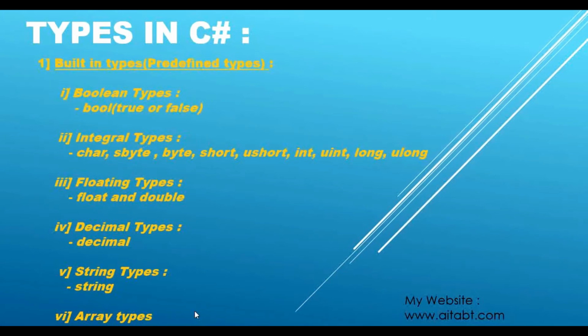Now, what are the types in C#? There are broadly two categories into which types in C# can be divided. First, built-in types. In built-in types, there are boolean types, which contain bool, whose values can be true or false only. We will see all these types in action, so don't worry about that. Just see first what these types are. Second, integral types, which contain char, sbyte, byte, short, etc. Then floating types, that is float, double, decimal, then string types, and array types.